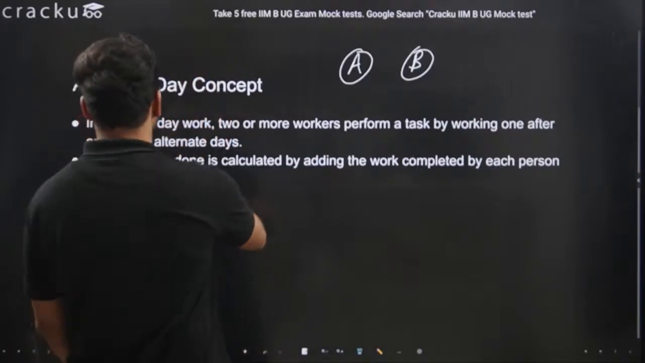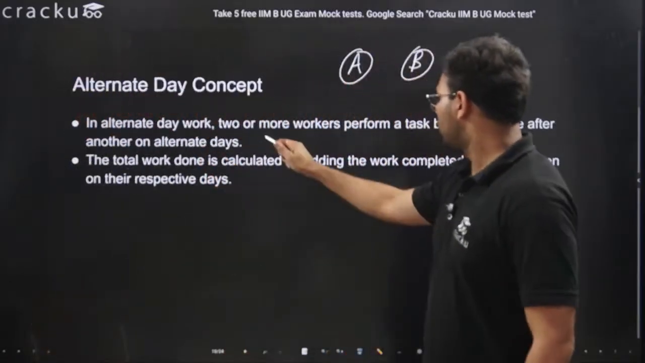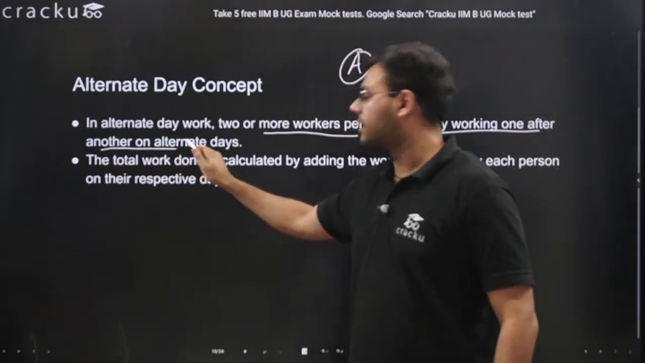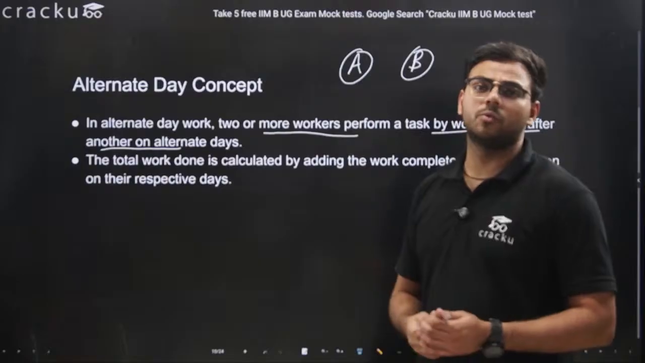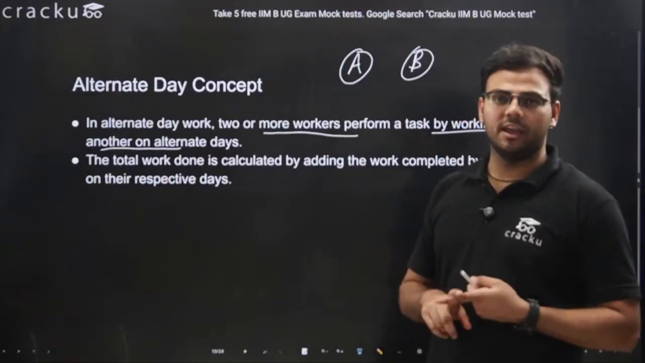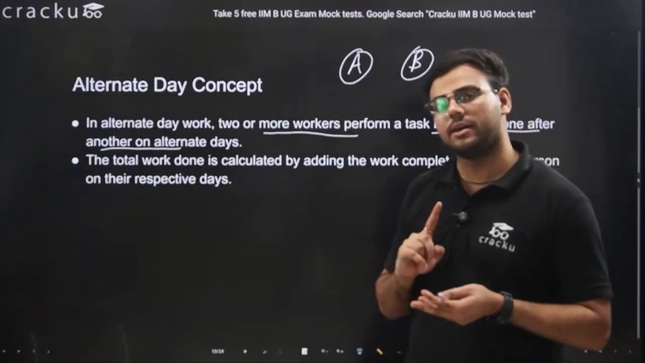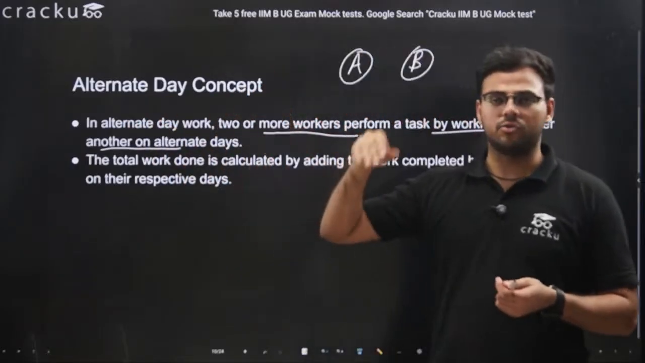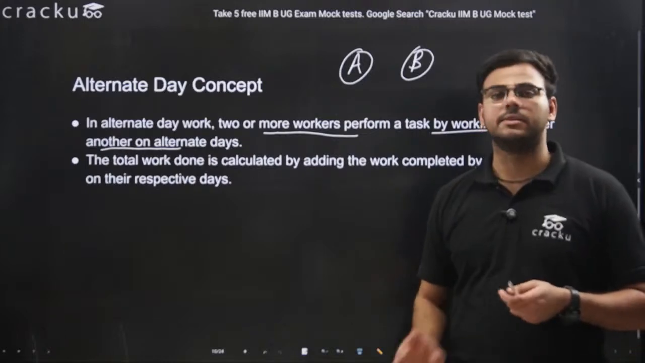In alternate day work, 2 or more workers perform a task by working one after another on alternate days. Let's say there was one more person, C as well. On the first day only A is working, on the second day B, on the third day C, then again on the fourth day A is working, and this cycle continues: ABC, ABC, ABC.